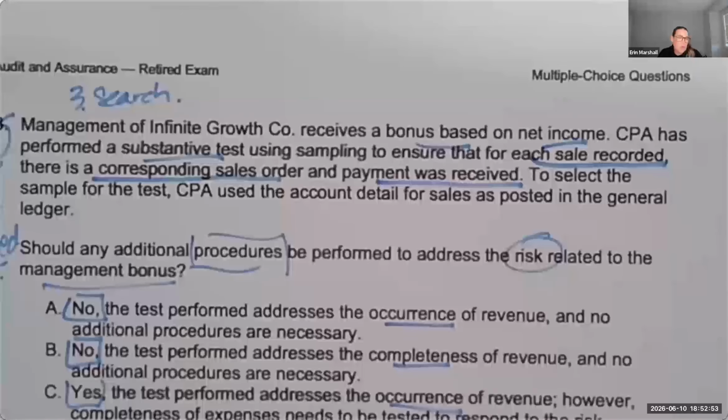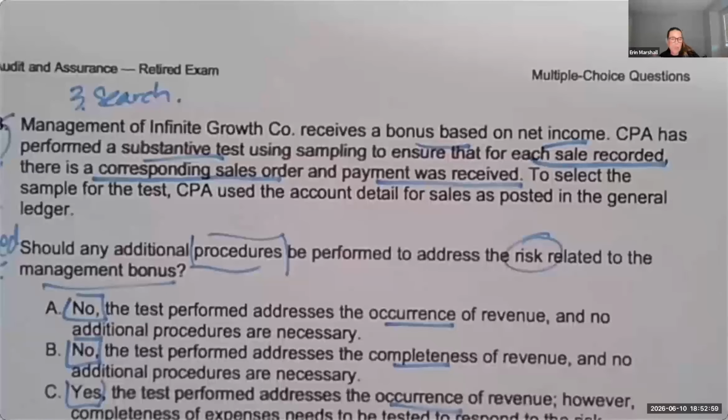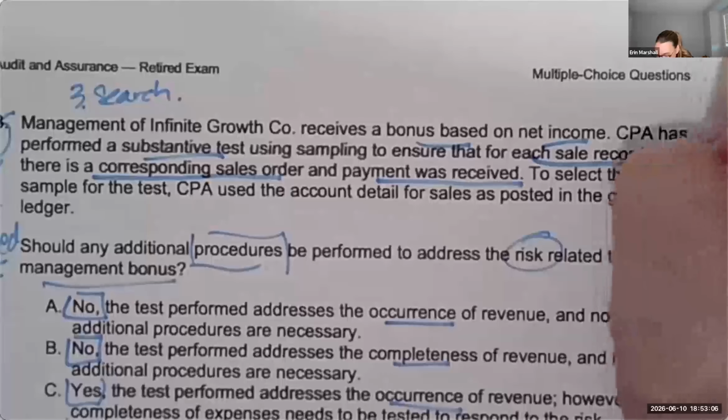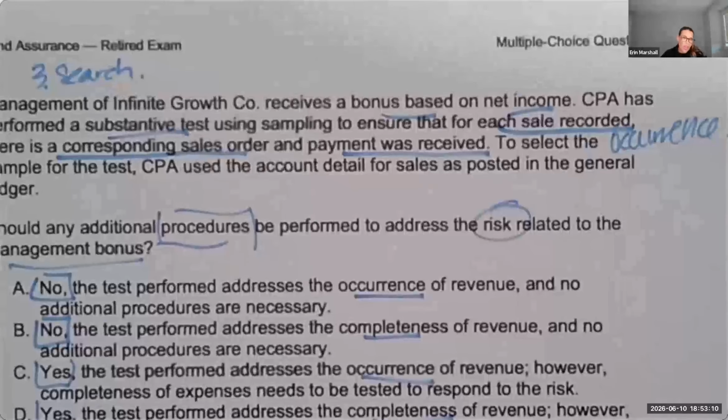assertion. So when I read that, think to yourself for a minute, what assertion is that? So if for each sale recorded, there is a corresponding sales order and a payment was received, is this going to be occurrence or completeness? This is going to be occurrence because I'm looking from the GL to some other corresponding documents already in the GL. It can't be missing.